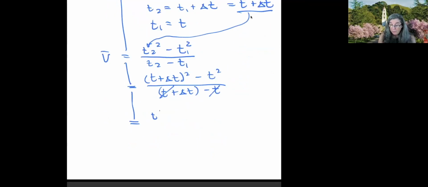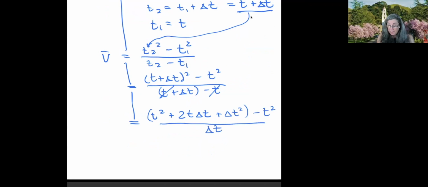On the top, squaring that out, I get t squared plus 2t delta t. So the center term, depending how you expand two terms in algebra, I do it this way, and then I get a plus delta t squared. So that's that first a plus b squared out, and then minus the leftover t squared, all over delta t. Again, nicely, these t squareds cancel out. And there's actually also a delta t in both those terms that cancels. So the t squared's gone, one of the delta t's cancels, and I'm left with 2t plus delta t.